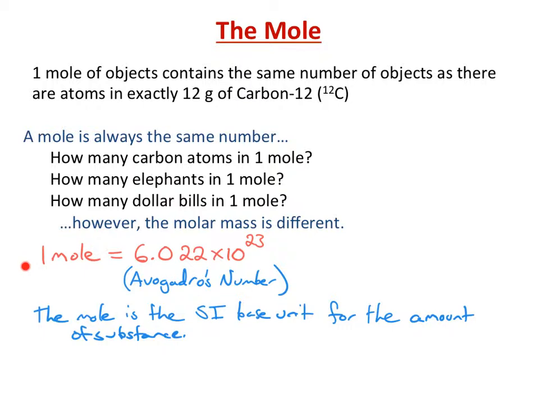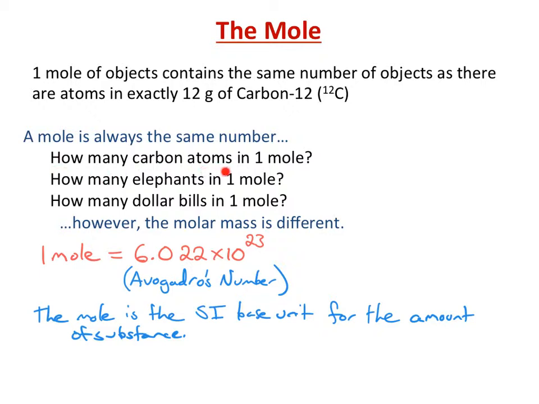And so really 1 mole is equal to 6.022 times 10 to the 23rd of that object. We call this Avogadro's number. I like to think of it as a dozen donuts. We know that a dozen donuts is equal to 12 donuts. When we talk about 1 mole of donuts, we would know that's equal to 6.022 times 10 to the 23rd donuts. So the mole is really just the SI base unit for the amount of a substance. And whenever we talk about a mole, it's always going to be the same number.